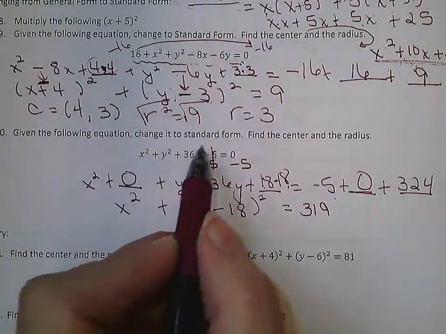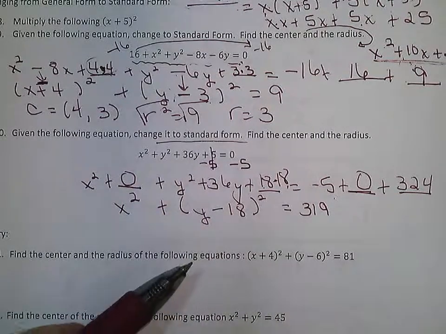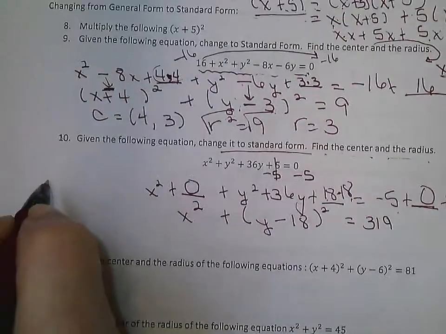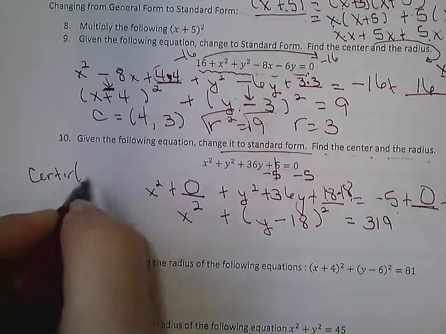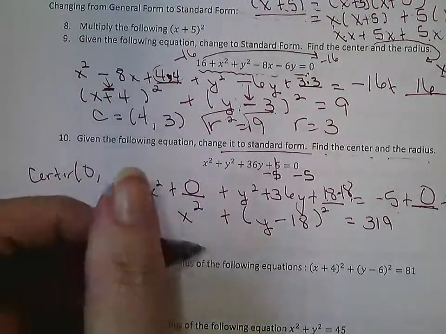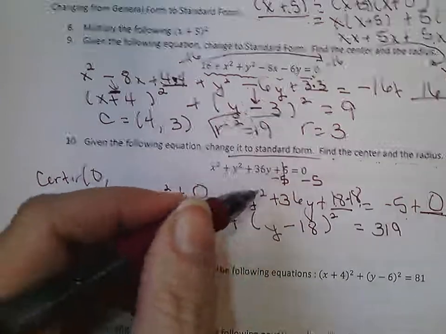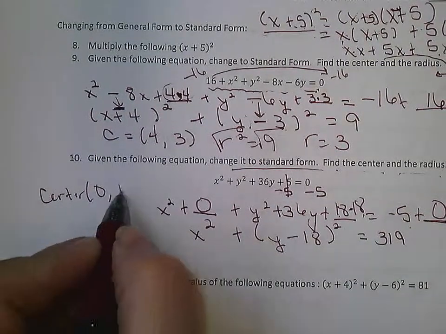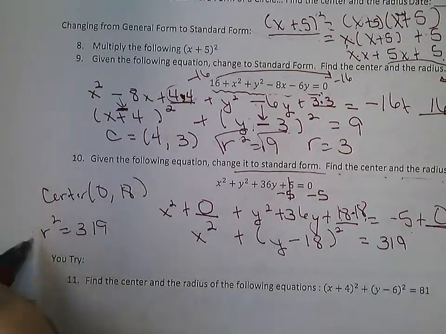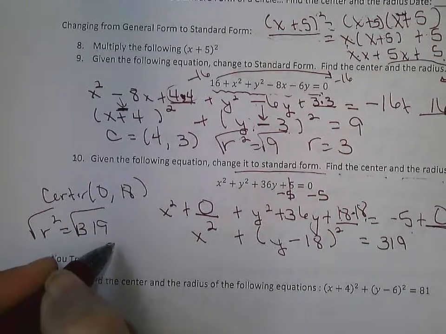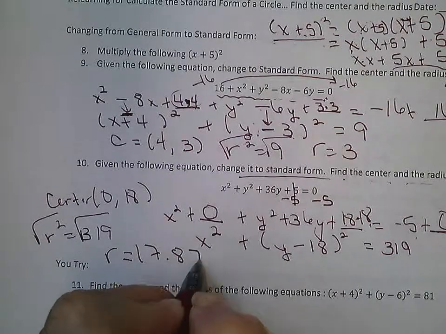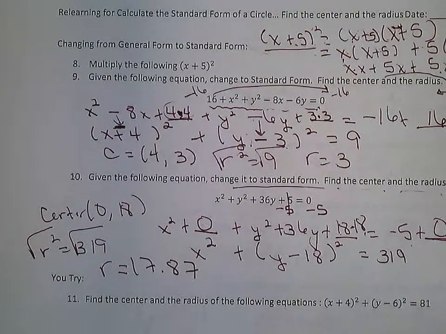So we go back and answer. Did we put it in standard form? Absolutely, we did. Did we find the center and the radius? No, we need to do that. So the center is the opposite of this, which is 0. There's no middle term, so therefore this is 0. And then we have in here the opposite of negative 18, which is 18. The radius squared equals 319. Take the square root of both sides. R is equal to 17.87.